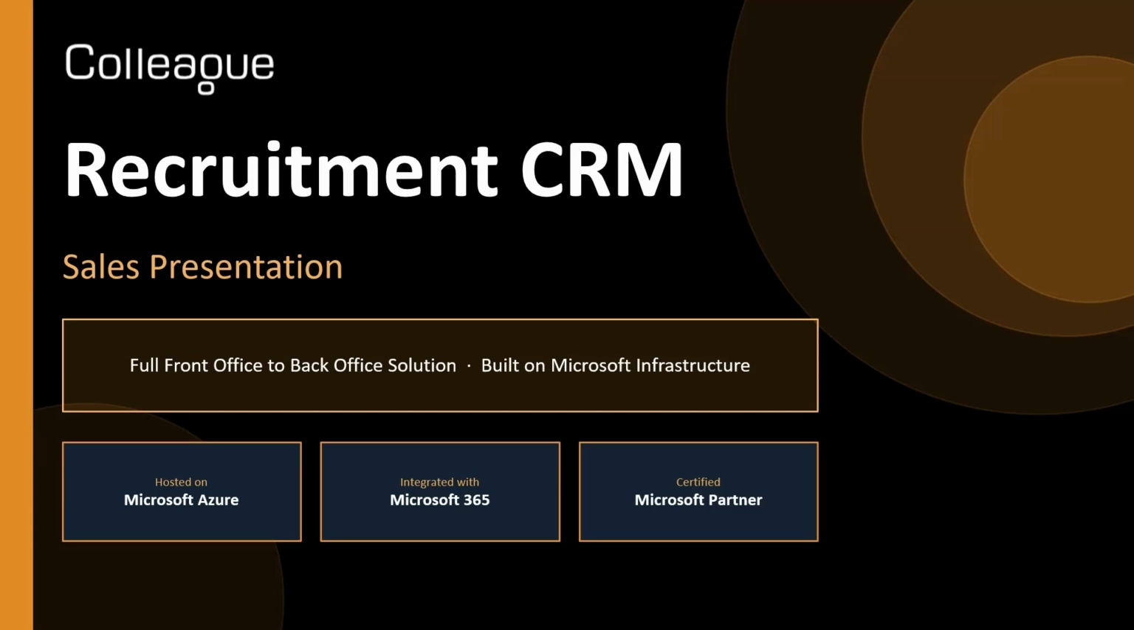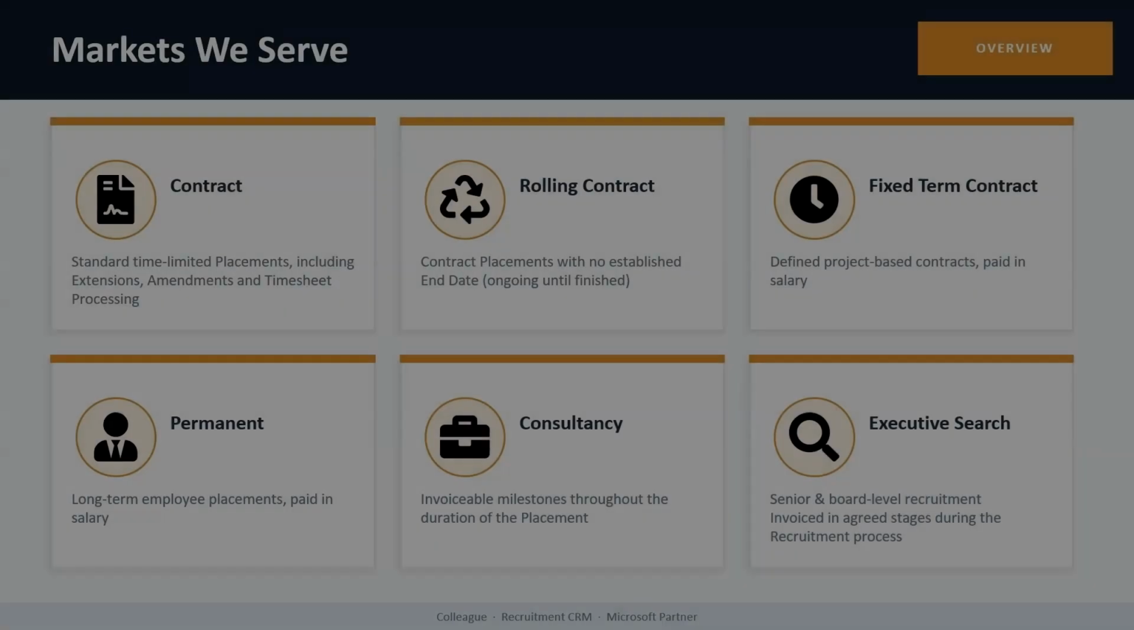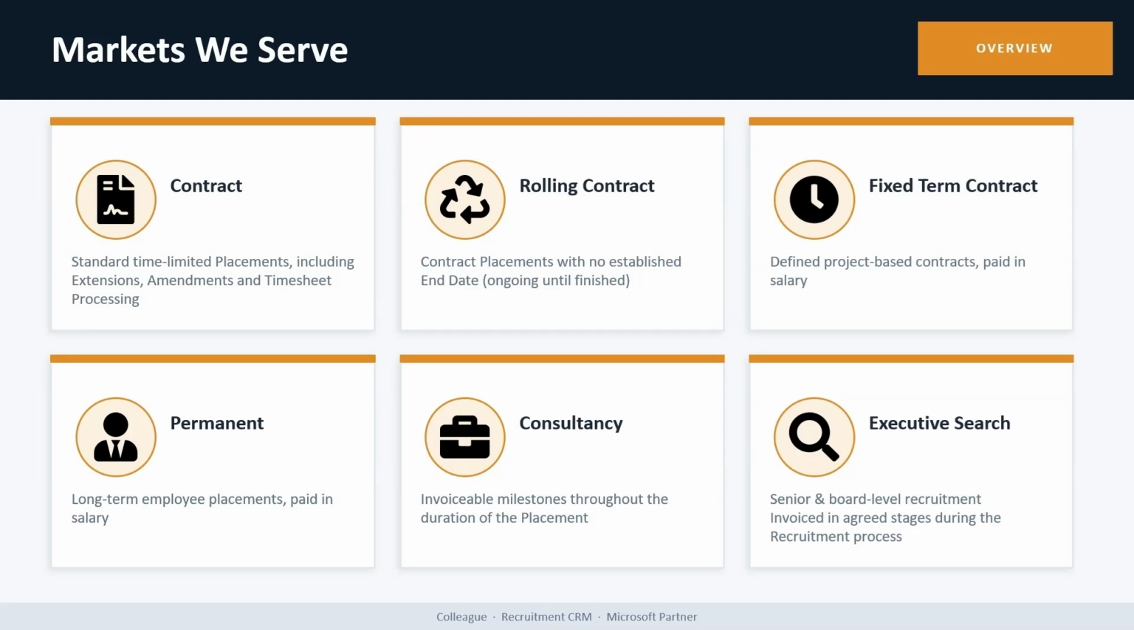In this video, we'll be taking you through a brief presentation about Colleague before moving on to an active demonstration of the system. Colleague caters for the following markets: contract, rolling contract, fixed-term contract, permanent consultancy, and executive search.